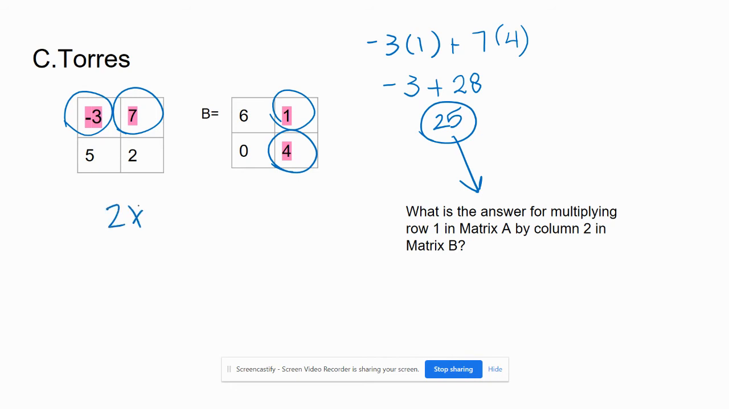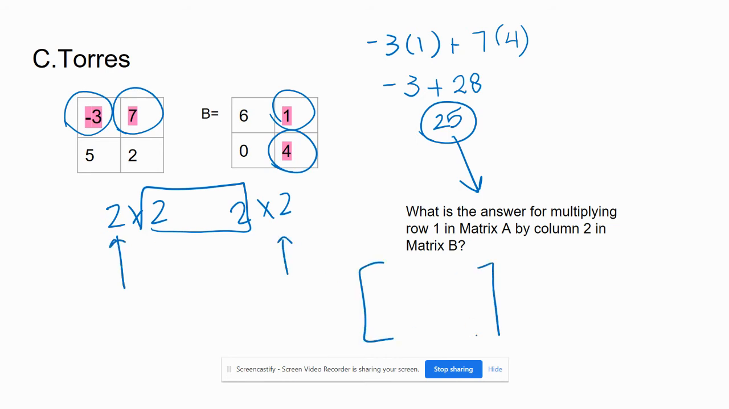Now, this is a 2 by 2. This is a 2 by 2. This means we can multiply it. And these two numbers let us know that when we're done, we're going to have a 2 by 2 matrix here for your answer.